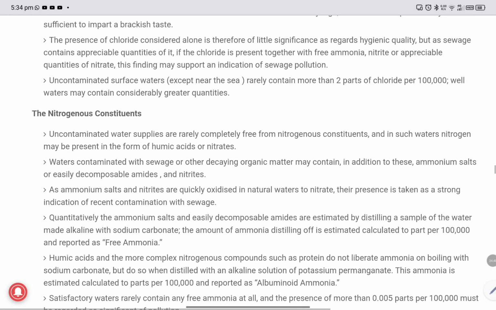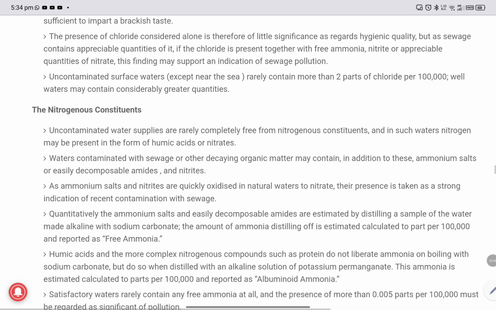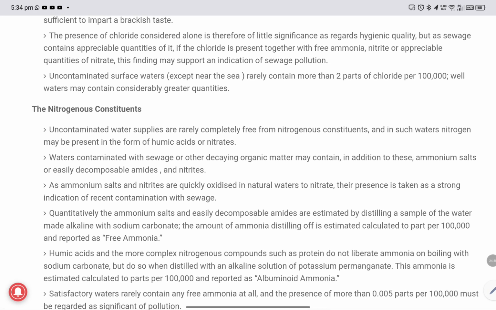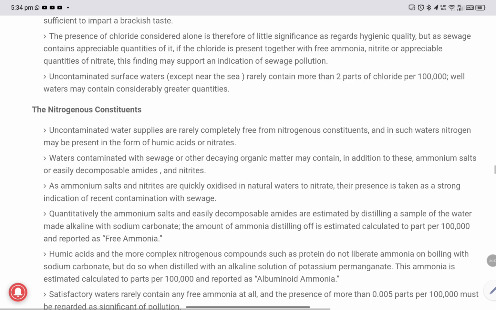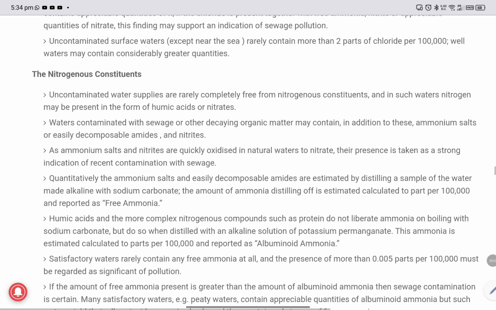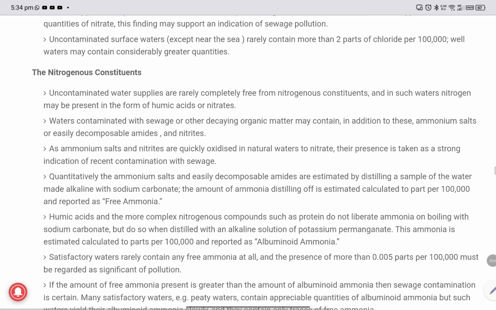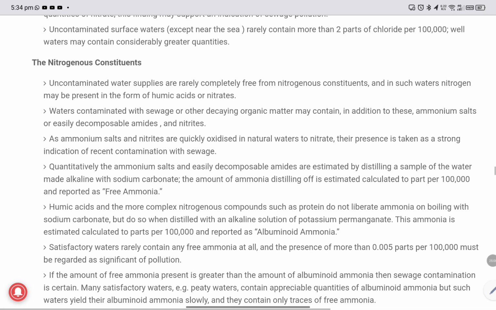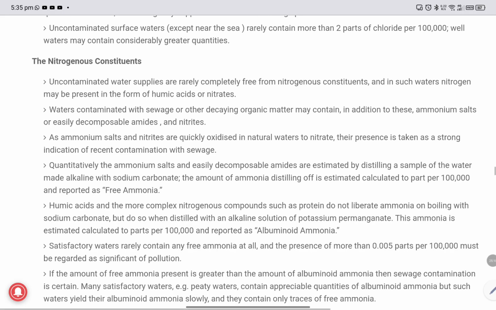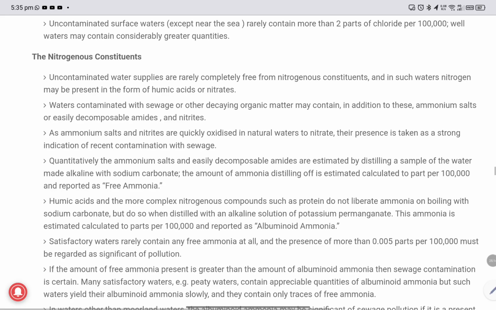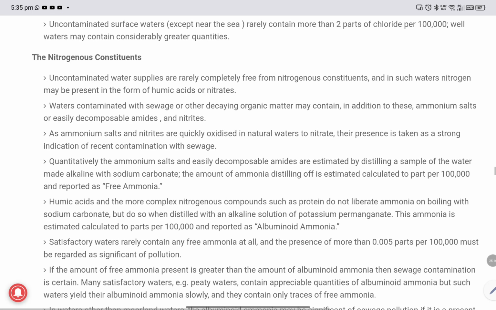Uncontaminated surface water, except near the sea, rarely contains more than 2 parts of chloride per 1 lakh. Well water may contain considerably greater quantities. The nitrogenous constituents. Uncontaminated water supplies are rarely completely free from nitrogenous constituents, and in such waters nitrogen may be present in the form of humic acid or nitrates.